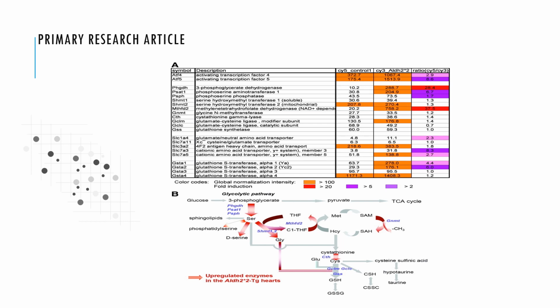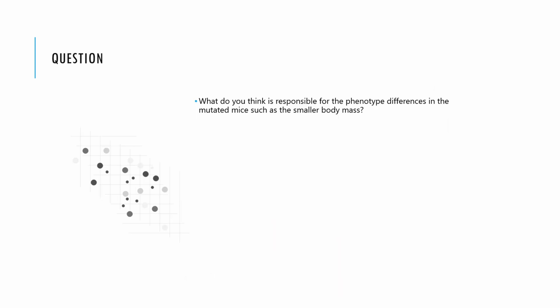So this study shows that the ALDH2*2 allele really has huge implications that go beyond just alcohol metabolism, and I just thought that is really interesting. My question for the discussion would be: what do we think could be responsible for the phenotype differences that we see in the mutated mice in terms of their body size and muscle mass?